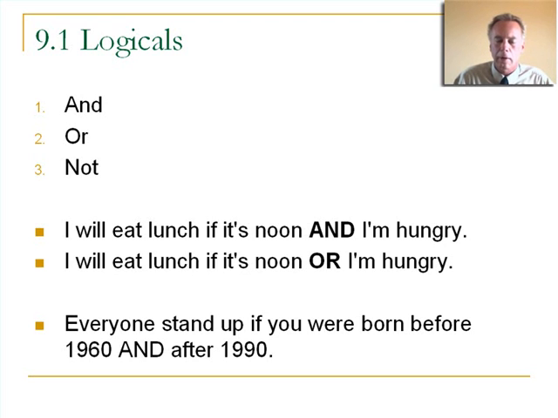One more example before we leave that. I was in a meeting where the presenter said, "Everyone stand up if you were born before 1960 and after 1990." So the presenter wanted the older people and the younger people in the room to stand up. And logically, no one could be born before 1960 and after 1990. So we use these logical words in English and everyone knows what we mean. But in a formal, logical sense, we're going to have to be very careful that we're saying the words that we need.